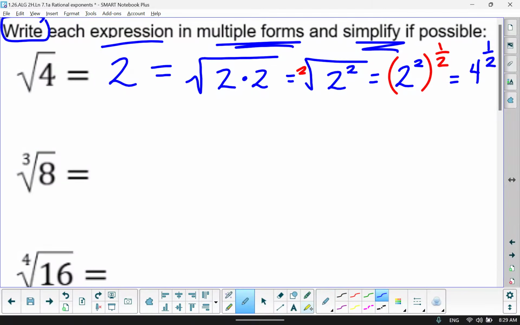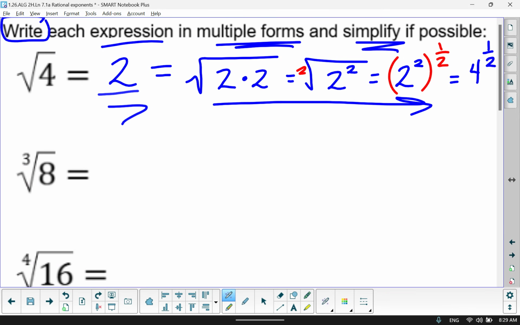Now I'm doing all of this because many of you immediately pop to the 2, but some of us need that challenge of writing things in multiple ways. And so I'm going to challenge you as we go through the rest of this problem string. Keep trying to come up with other forms, other representations of the root.